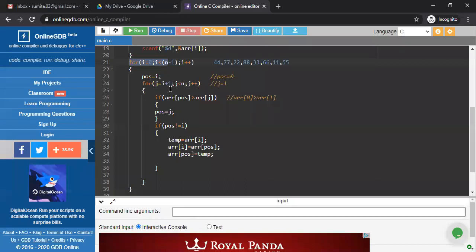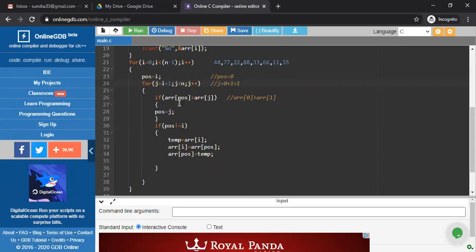Okay. So now move on to this part. J is initialized with I plus 1. What is the I value? 0. So 0 plus 1. What is the J value? So how does 1 come? 0 plus 1, because I plus 1. What is the I value? 0. So 0 plus 1 is equal to 1. So 1 is obviously less than n. What is the n value? According to these values, n value is 8. So 1 is less than 8. It is a true condition.